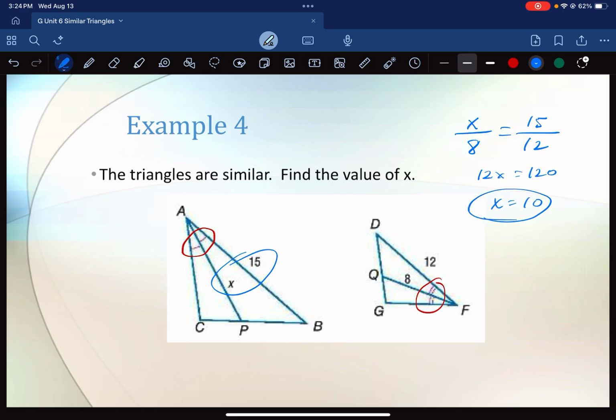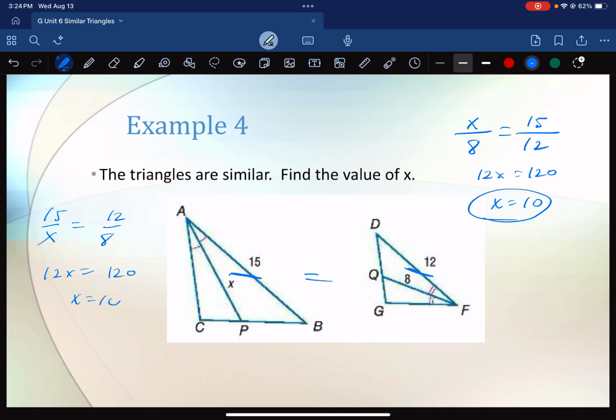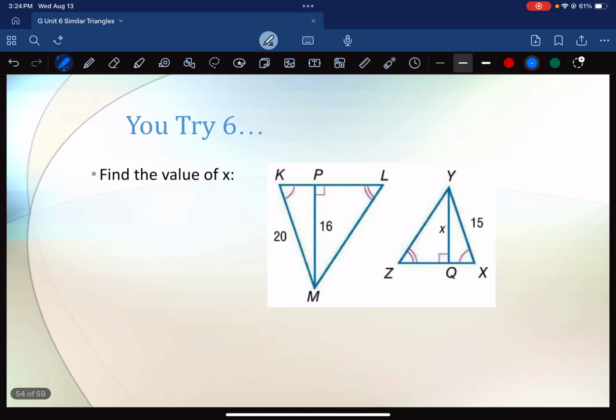You're just making good proportions here. Okay, now some of you might have just seen it like this. Why not we just say fraction, fraction? Well, that works too. 15 over x equals 12 over 8. Well, 12 times x is 12x, and 15 times 8 is 120, and you divide and you get 10. So that works too. Okay, as long as you make a good proportion, I think it's going to work out for you. So give this one a try.